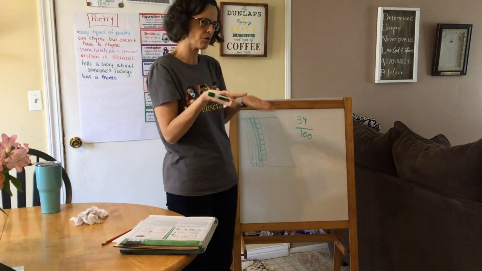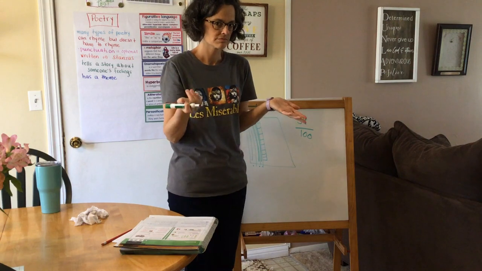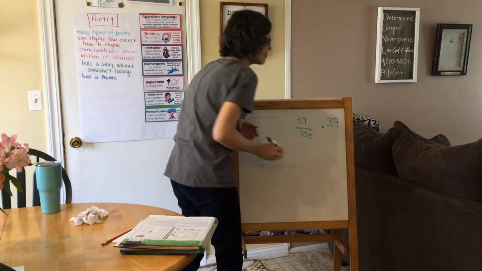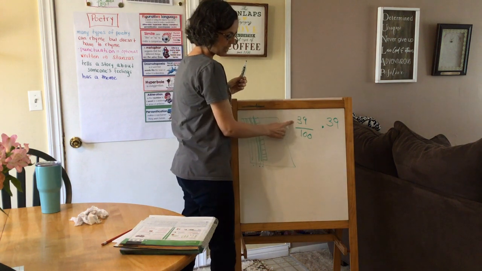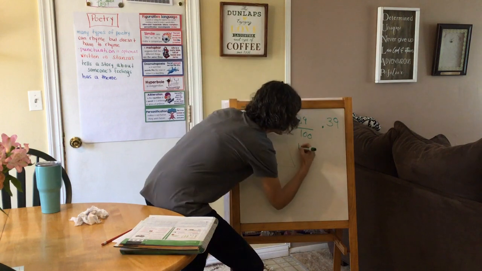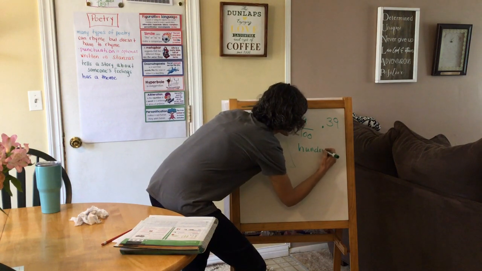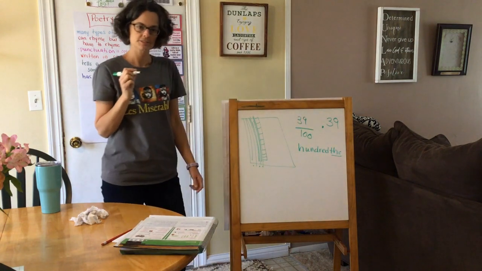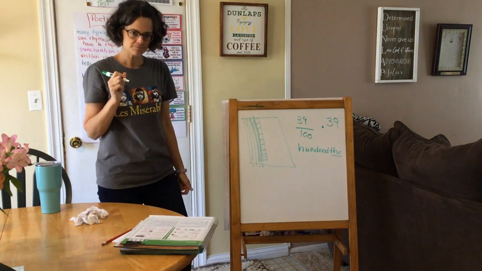As a fraction, how do I write it as a decimal? Decimal point, 39, and I say it the same way. 39 hundredths, 39 hundredths. And don't forget, when I write out the word hundredths, I have that THS on the end. Okay? So far, so good?